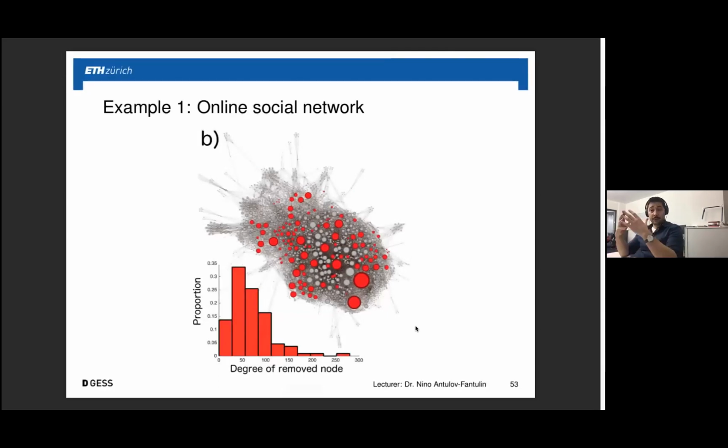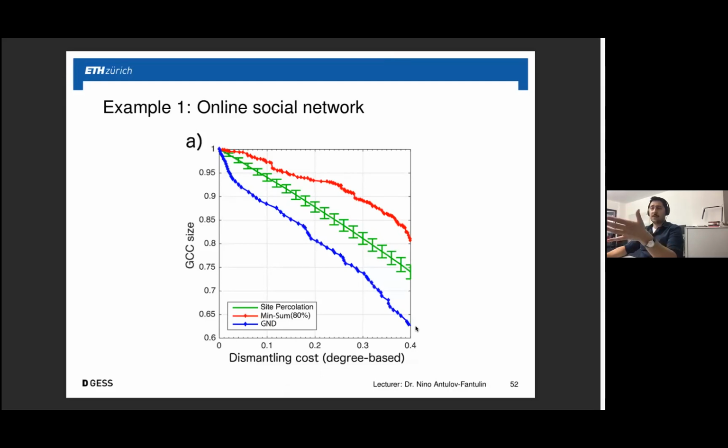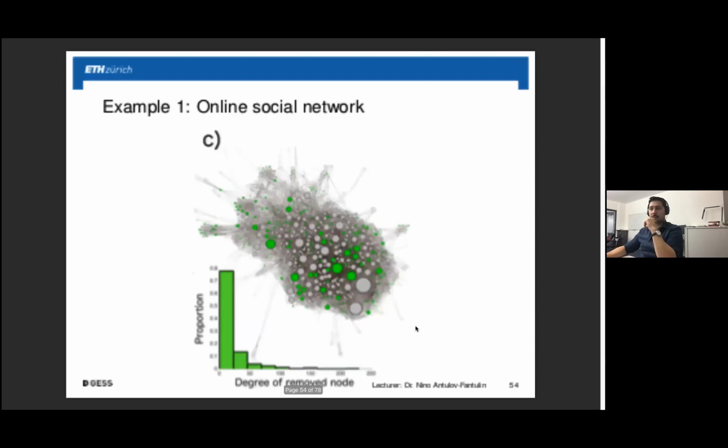And then, of course, you can also analyze for these three methods: min-sum, GND (generalized network dismantling), and site percolation. If you're partitioning this network, what are the nodes that you are removing? You can be checking the degrees of these nodes. For example, for the red strategy, you can be checking. So you see that there is quite a high number of high degree nodes.